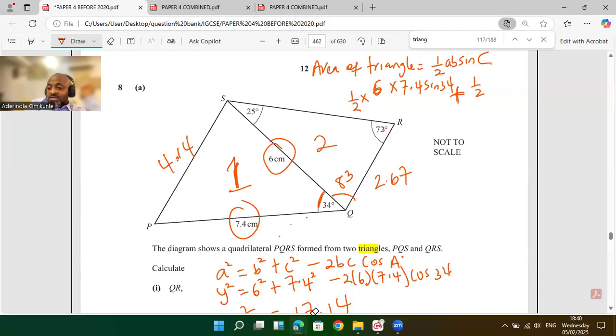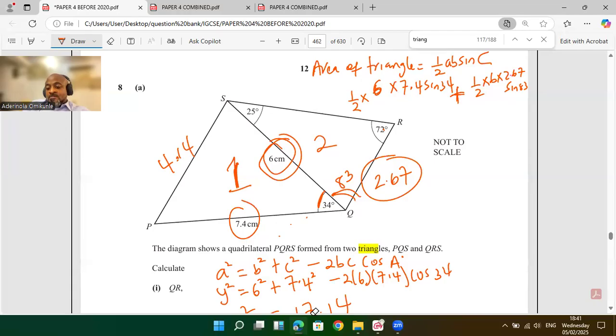Okay, so 83 is between 6 and 2.67. So that's 1 over 2 times 6 times 2.67 sine 83. Okay, so again, the calculator will just do the job for us. That's 0.5 times 6 times 7.4 times sine 34.